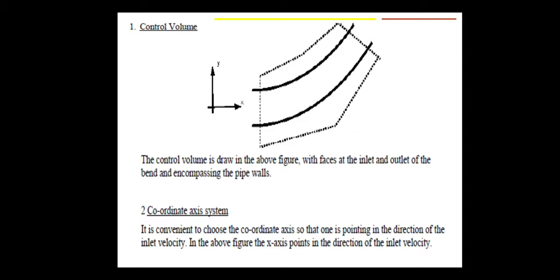What is the next one? Determine the coordinate axis system. It is convenient to choose a coordinate axis so that one axis points in the direction of the inlet velocity. In the above figure, the x-axis is shown in the direction of the inlet velocity. The x-axis in the horizontal direction shows the inlet velocity, and the y-axis in the vertical direction shows the outlet velocity.